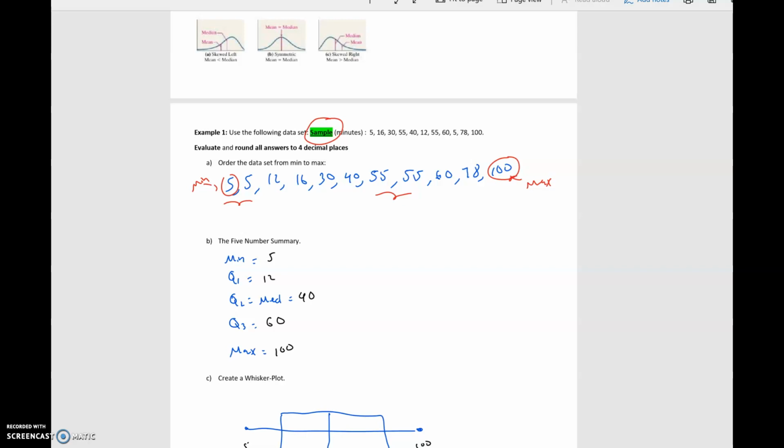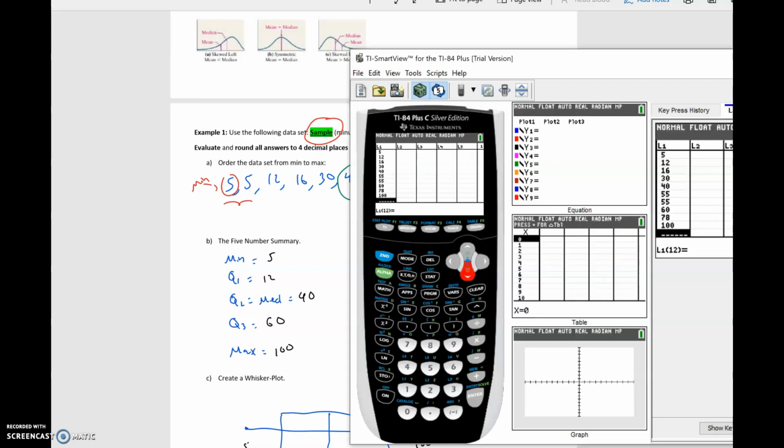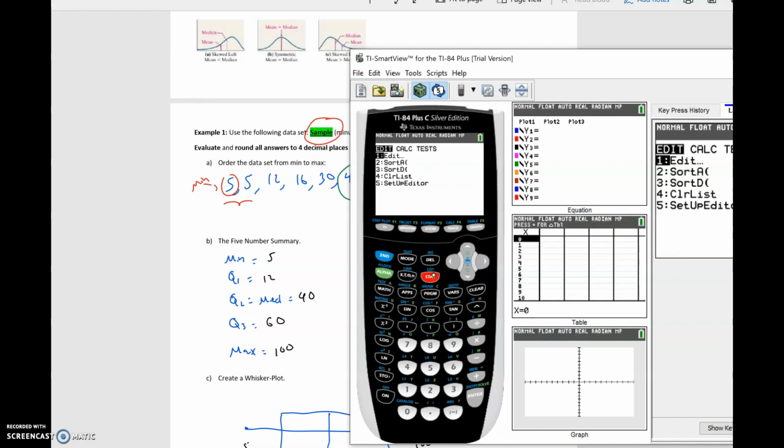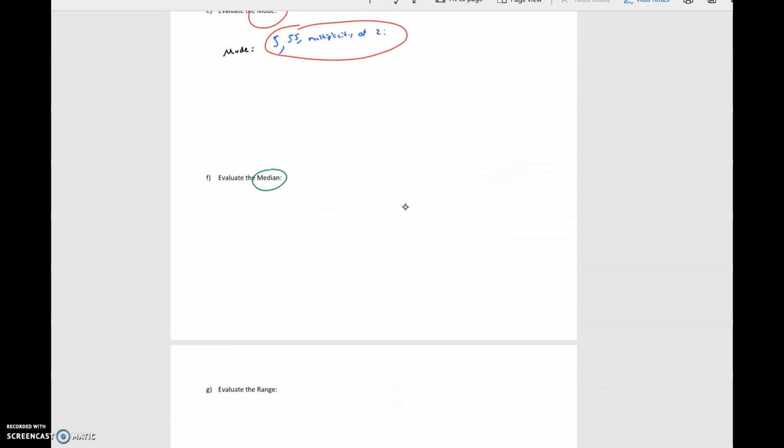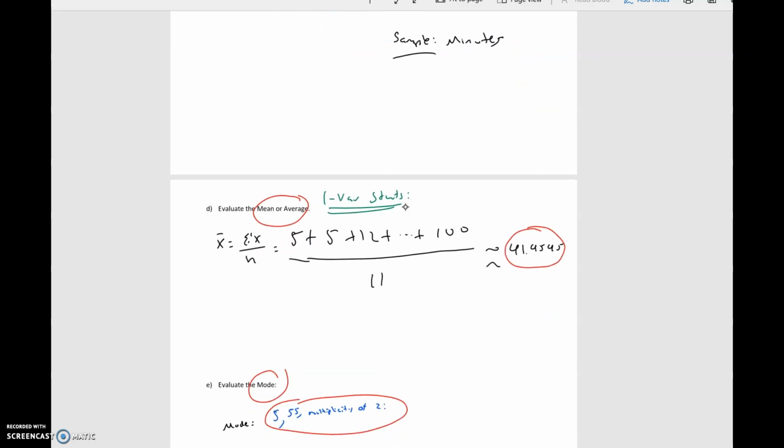So 1, 2, 3, 4, 5, 1, 2, 3, 4, 5. In this case, the median happens to be 40, since it's the value right in the middle. Now, you don't have to actually count this. This is given as you run the one variable stats. And in this case, the median is already given in here as the value of 40, which coincides with that 40.